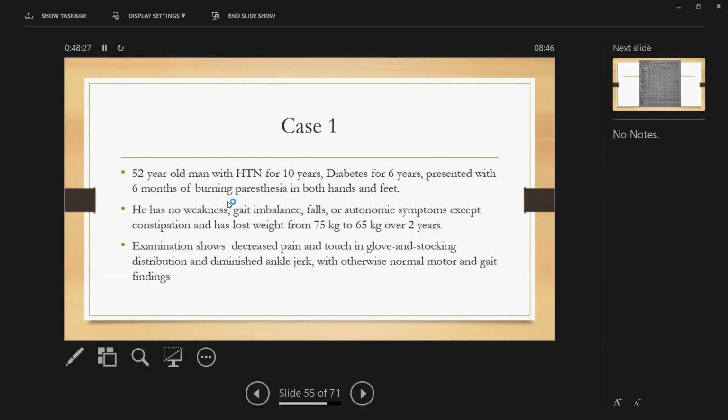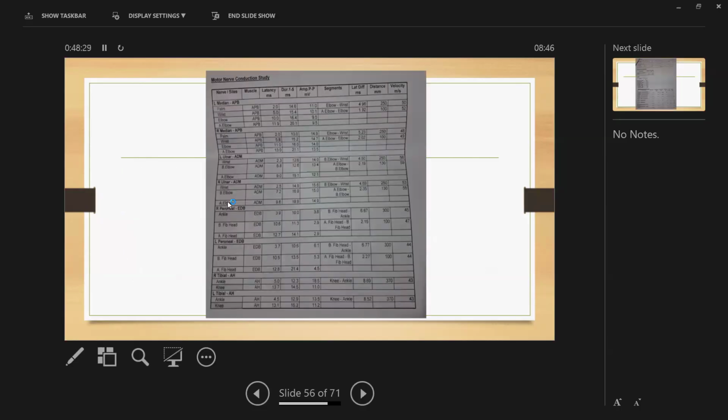So this is the case history, and next I will show the nerve conduction study of the patient. Motor nerve conduction study, both legs.